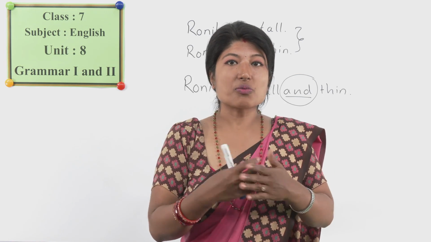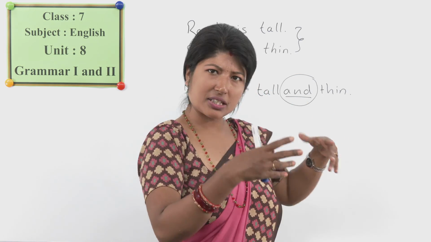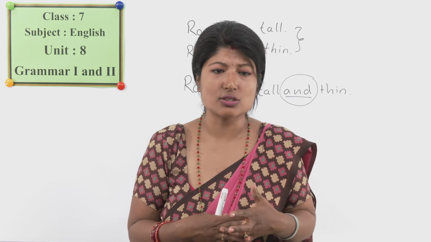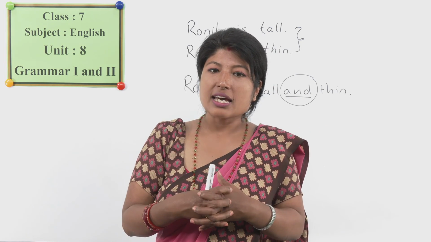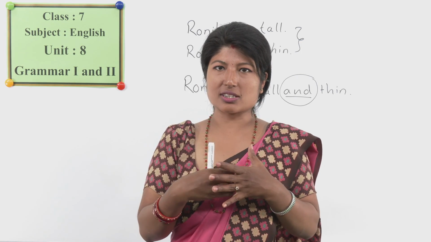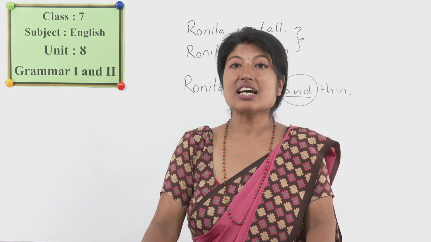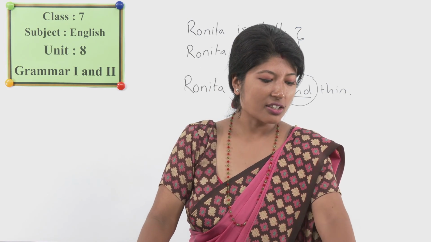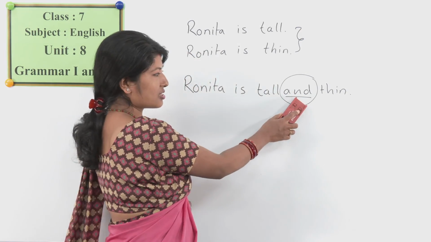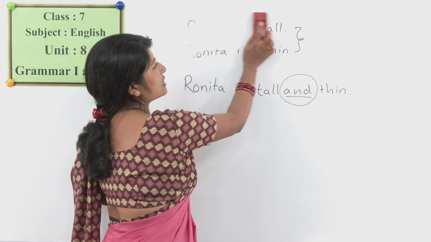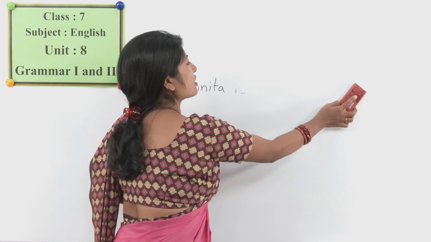Like and, there are many other words that join two sentences, two clauses, two words together. And these joining words are called conjunctions, or connectives, because they connect two. They are called connectives or conjunctions. They are the same thing. That is what we are going to discuss.